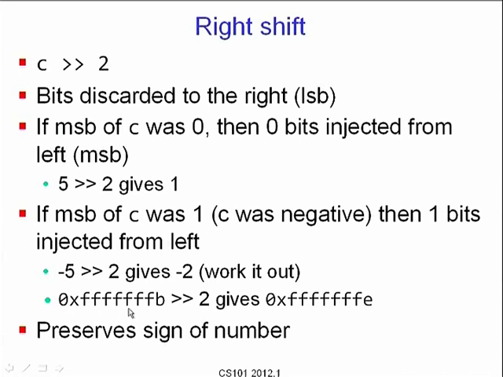So minus 5 shifted right by 2 positions gives minus 2, because minus 5, if you write it down in hex, is FFFFFFFB. And you shift it right by 2 positions, you get FFFFFFFE. So let us try to remember that.